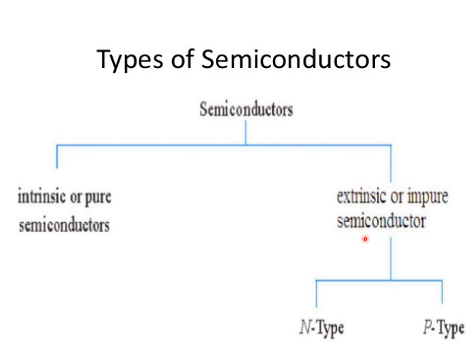The impure ones, that means if any materials are added to the pure semiconductors, are called extrinsic semiconductors. Based on what impurities were added to the pure semiconductor, the extrinsic semiconductor is again classified into two types, N type and P type.